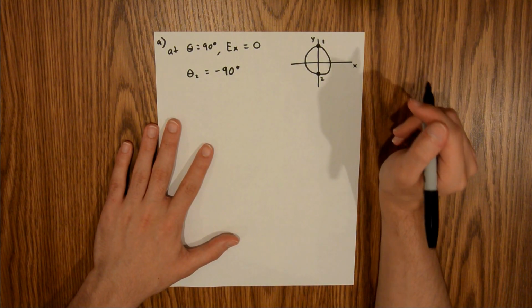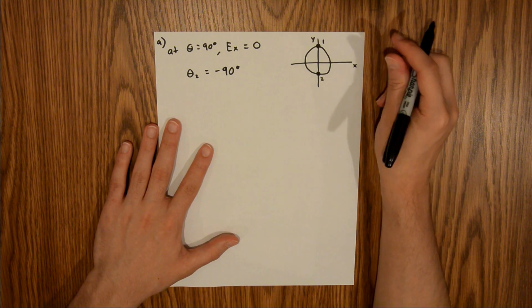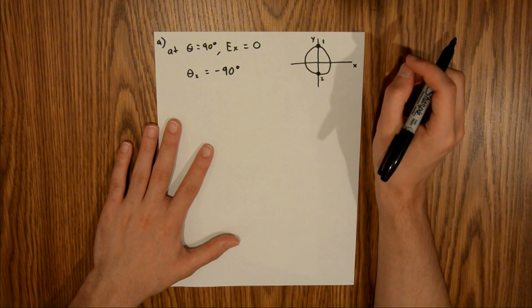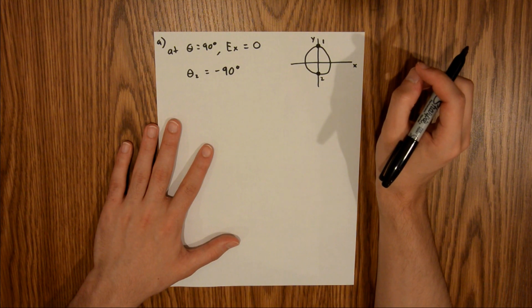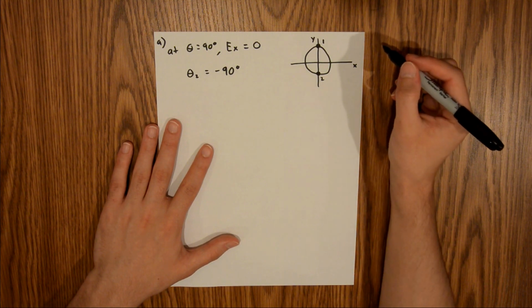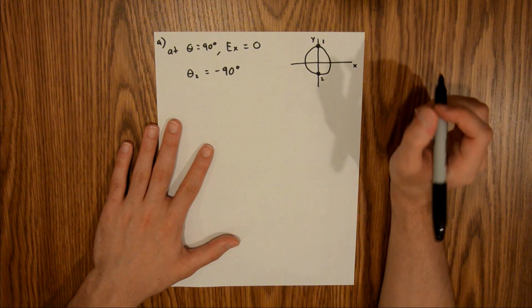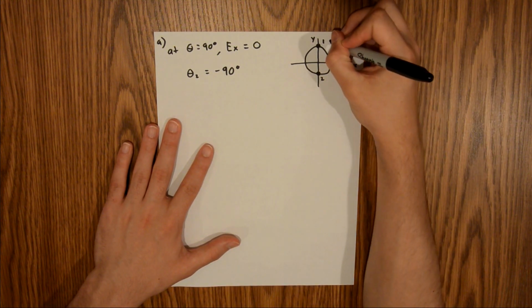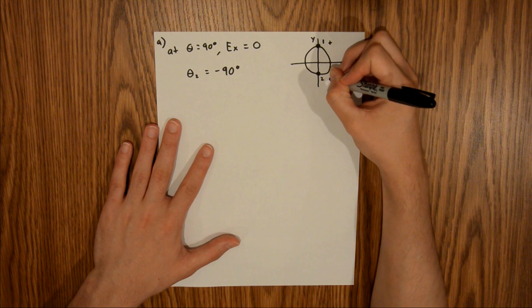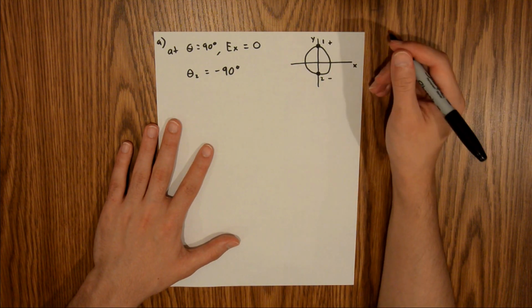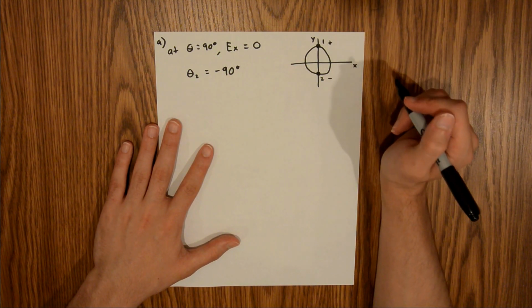Before I move on to parts B and C, I want to do one more analysis, and that is figuring out the sign of the charge on the two beads. Now if you take a look at graph C, we can see that we have a negative net electric field in the y direction with this configuration. That must mean that bead 1 has a positive charge and bead 2 has a negative charge, because electric fields point from positive to negative.